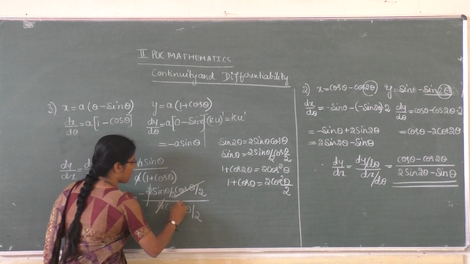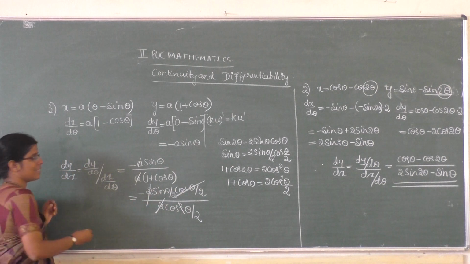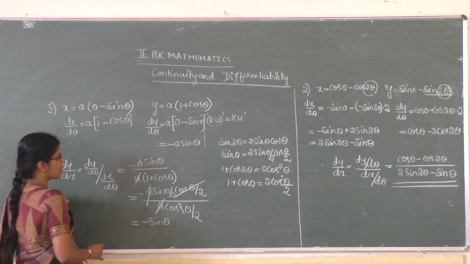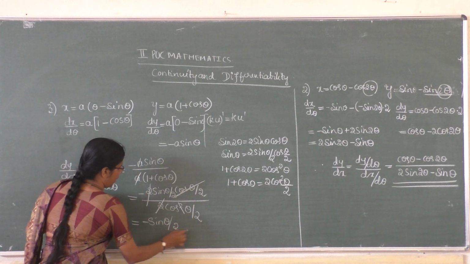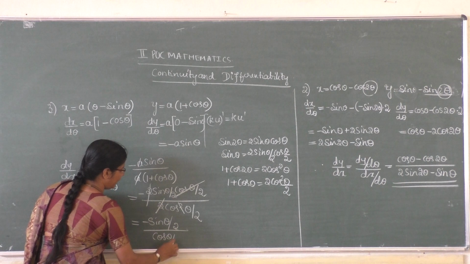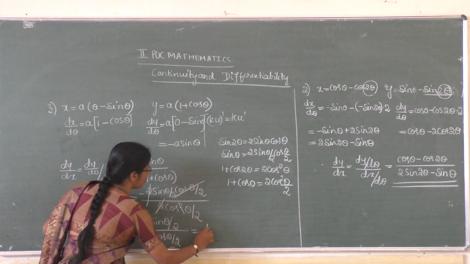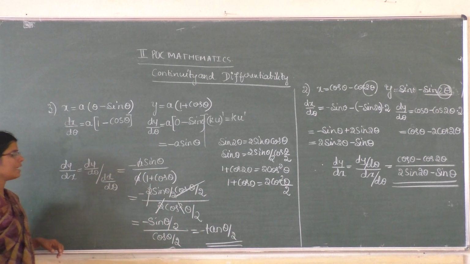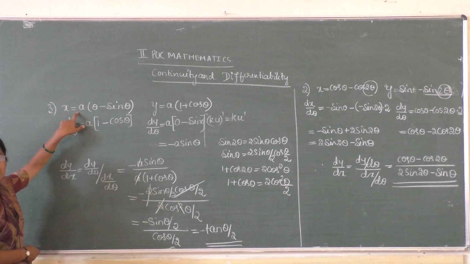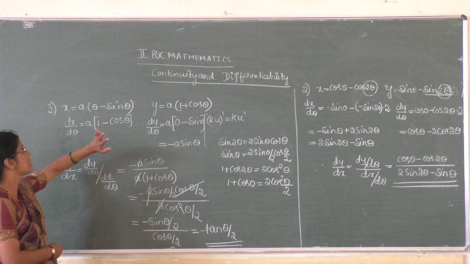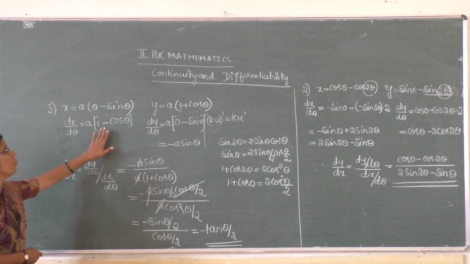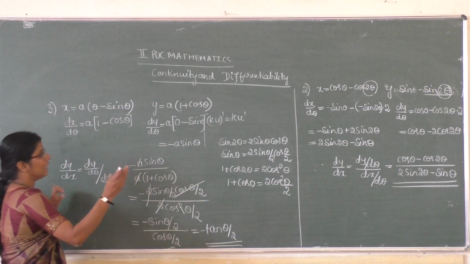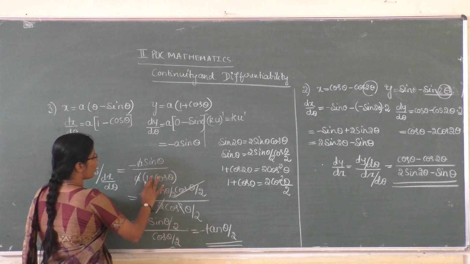Here cos theta by 2 and 1 cos theta by 2 cancels. So you are getting minus sin theta by 2 divided by cos theta by 2. So that is equal to minus tan theta by 2. Okay. So here, first x is equal to a into theta minus sin theta, and y is a into 1 minus cos theta. Okay, sorry, here we have 1 minus cos theta.